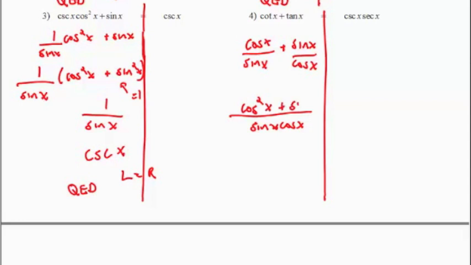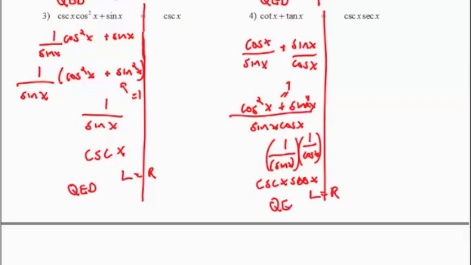And what are we left with? Well, wouldn't you know it? Cos squared x plus sine squared x. This is a squared. And in this case, this is equal to 1. And you end up with, I'll rewrite it because I have a feeling some people didn't write it like this. Sine of x times 1 over cos of x. And hopefully you remember your identities again. Well, that's just equal to cosecant of x times secant of x. Yay! Left equals right, QED.